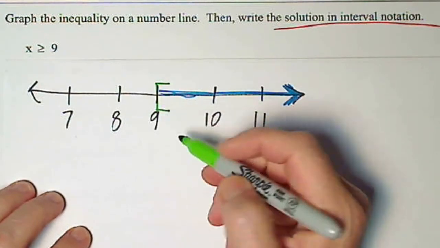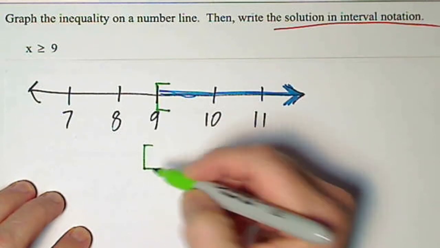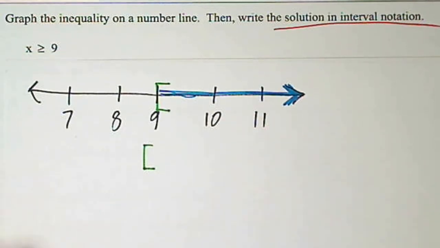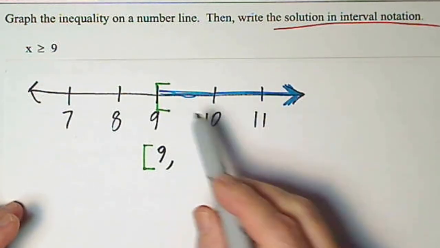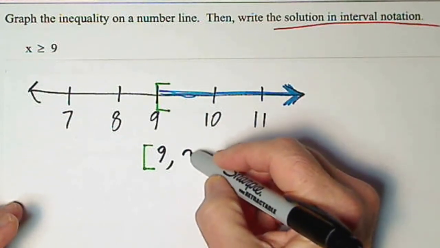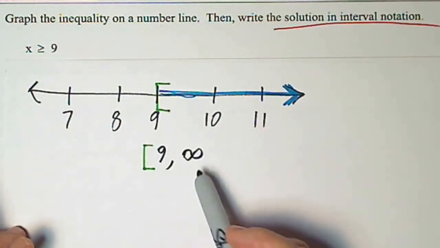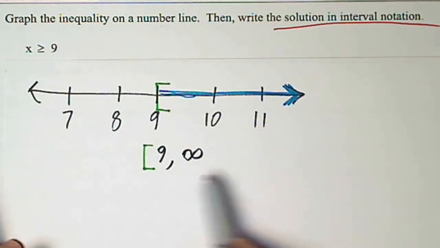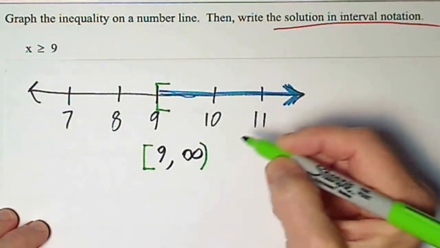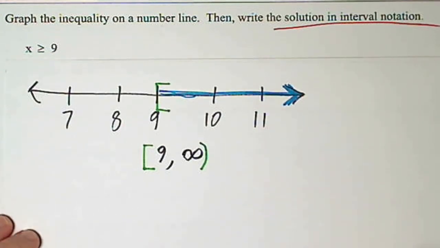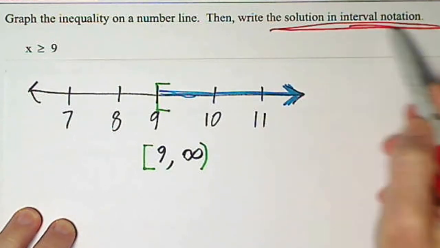X can actually touch 9, that means we use the square bracket. Comma, and it goes out to infinity. Again, it can never touch infinity, but because that's not a certain number, it just says it keeps going forever. And since you can't actually touch that value, you always have to use a parenthesis for that. And again, I really need to emphasize, this is interval notation.